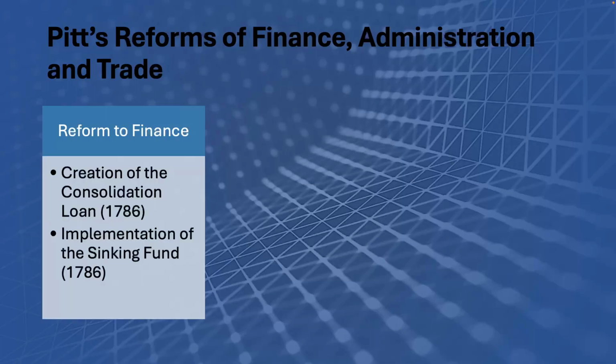He did a number of things. In 1786, Pitt's government negotiated something called a consolidation loan. This restructured and managed Britain's national debt more efficiently. It involved consolidating various debts into a single loan, which would then make it easier to pay off. If anybody ever gets into debt in the future, a good piece of advice is to try and negotiate a consolidation loan.